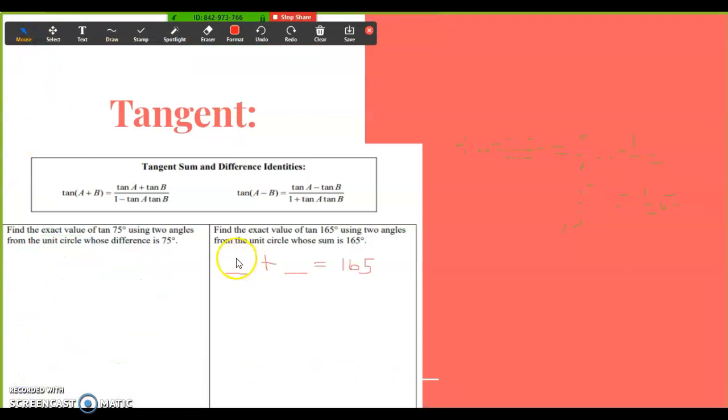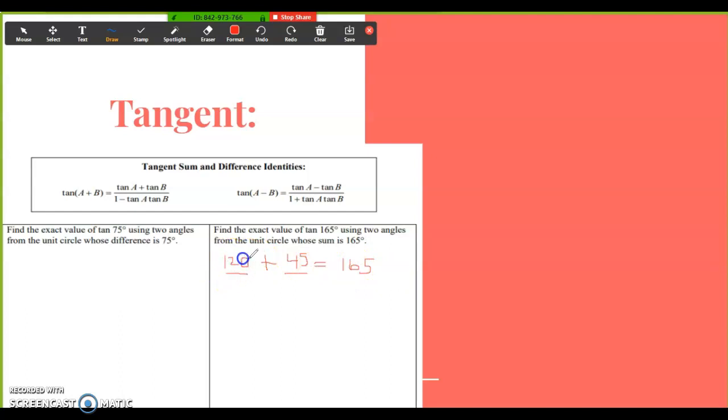Okay, now I'm going to do the same thing, but this time I am going to be finding the exact value of the tangent of 165. I'm using 2 angles from the unit circle whose sum is 165. Again, I know because 165 ends in 5 that one of the angles has to be 45. And I just have to think, what would I add to 45 to get 165? And that, of course, is 120.